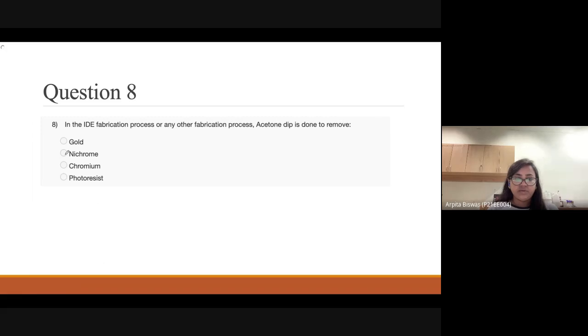In the IDE fabrication process or any other fabrication process, acetone dip is done to remove. First option is gold, second option is nichrome, third option is chromium, and the fourth option is photoresist. So which one is the right answer?